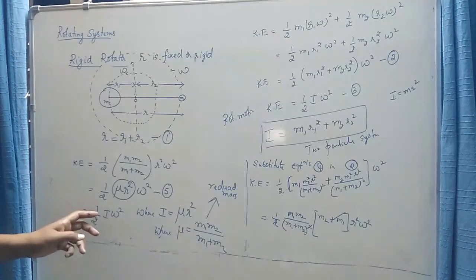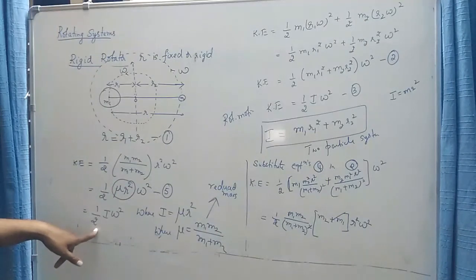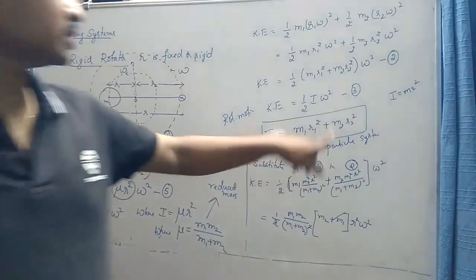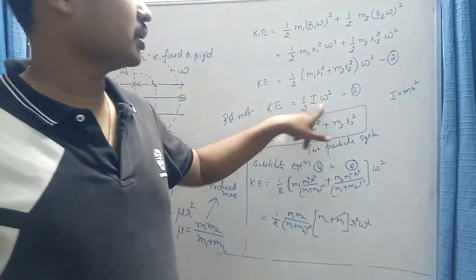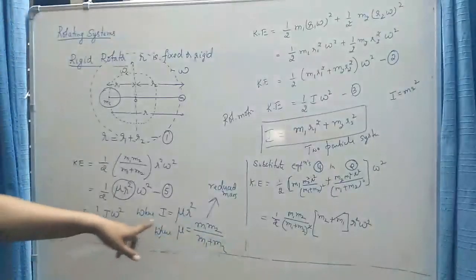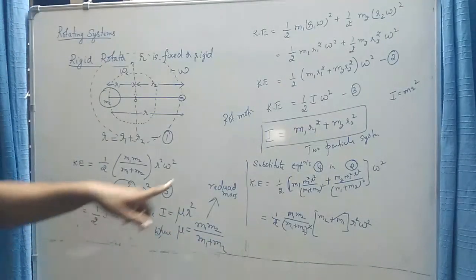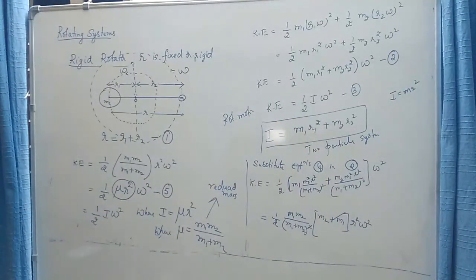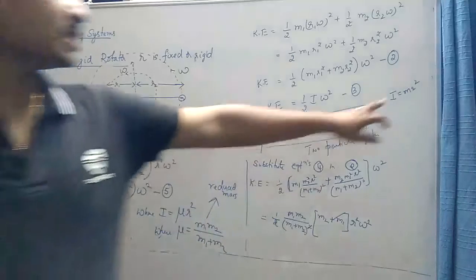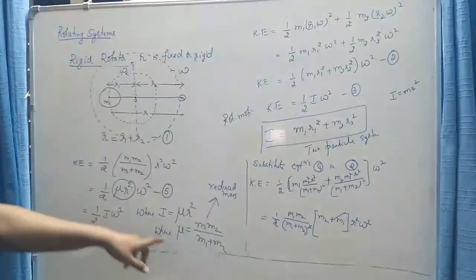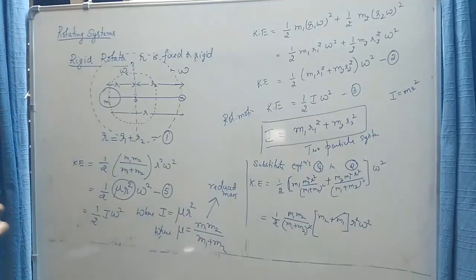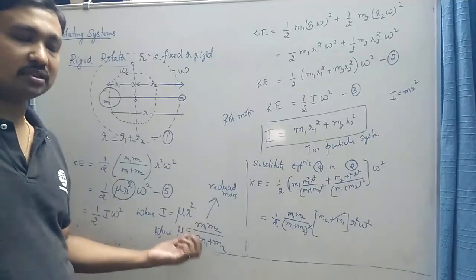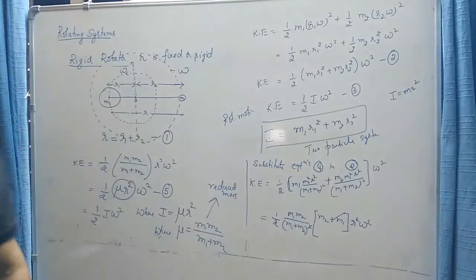So the kinetic energy for a two particle system is given by half I omega square, which is similar to this equation half I omega square, where I is equal to m r square. Here I is given as mu into r square. So the equation for a single particle system and the equation for a two particle system look one and the same. The only difference is that the mass m of the particle is replaced by a mass called the reduced mass, which depends on both the masses and is given by m1 into m2 divided by m1 plus m2.